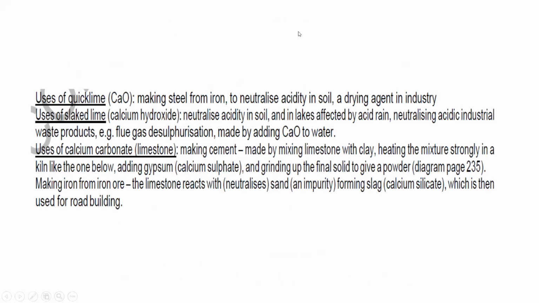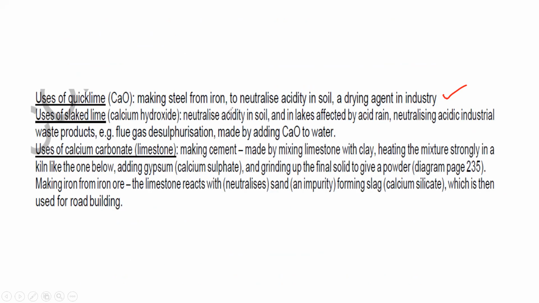You then have to learn the uses of these 3 compounds. The quicklime, calcium oxide, is used to make steel from iron, it is used to neutralize acidic soil, and it is also used as a drying agent, meaning it can also absorb water.